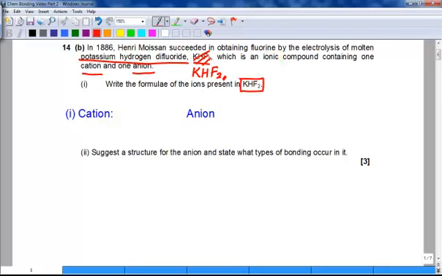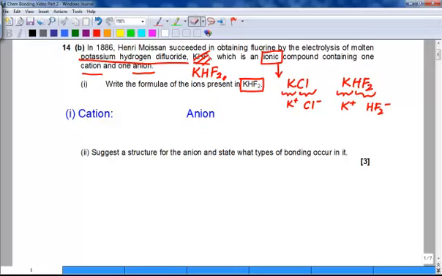If you are not sure how to continue from here, you just need to think of an ionic compound that actually contains K. So you can perhaps think of KCl, and of course it is made up of K+ and Cl-. Just based on this simple example, you extend your knowledge to KHF2. That means KHF2 must also be made up of K+, and the other side will be HF2-. So this gives you a correct answer. Your cation should be K+, and the anion should be HF2-.